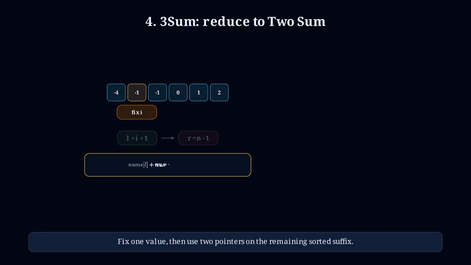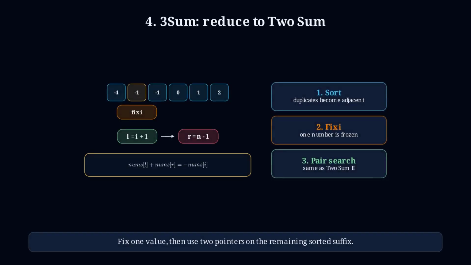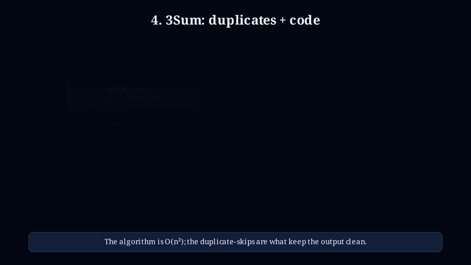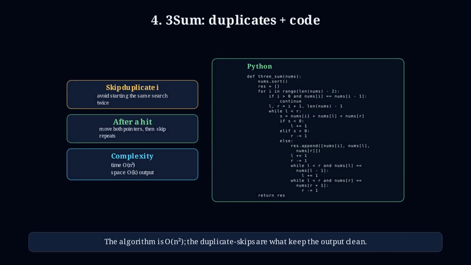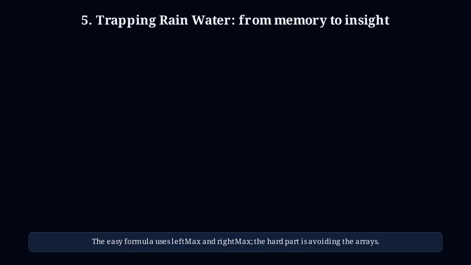3Sum is the first task that feels harder. The trick is to reduce it to a problem we already solved: sort the array, fix one number, and then find two numbers in the suffix whose sum is the opposite of the fixed number. The annoying part of 3Sum is duplicates. Skip duplicate fixed values, and after you find a valid triplet, move both pointers and skip repeated left and right values. This keeps the output unique without using a set of triplets.